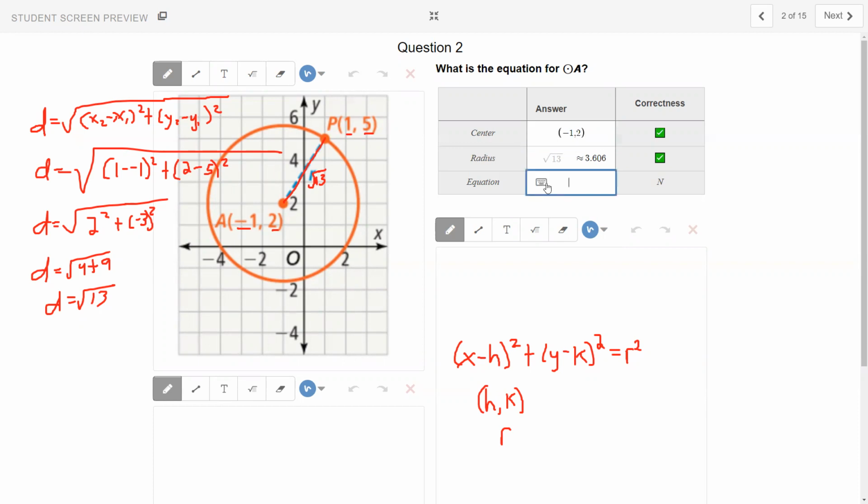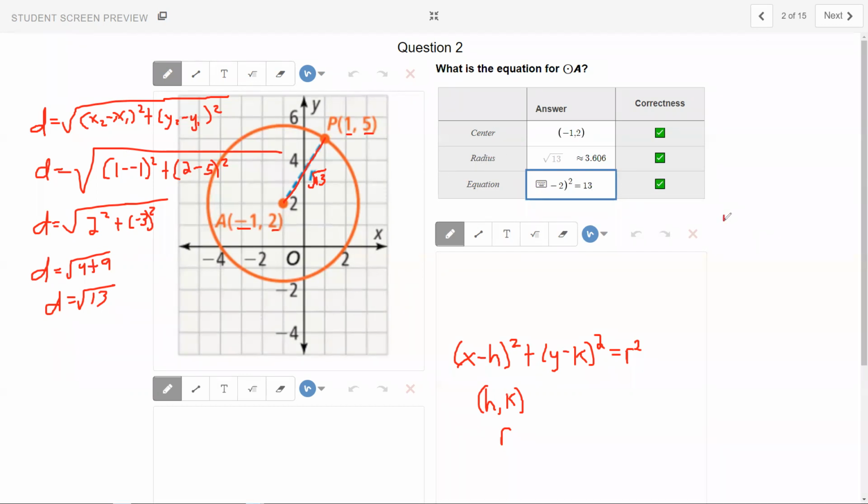Okay, and then when we write our equation, we're going to do x minus negative 1. So that becomes x plus 1 minus, and then h is negative 1. So minus a negative 1 becomes plus 1 squared plus it's y minus 2 squared. And that is going to equal r squared. Our radius is square root of 13. So the square root of 13 squared is going to be 13, right? If r equals the square root of 13, then r squared is going to be 13. And that's what we plug in there.